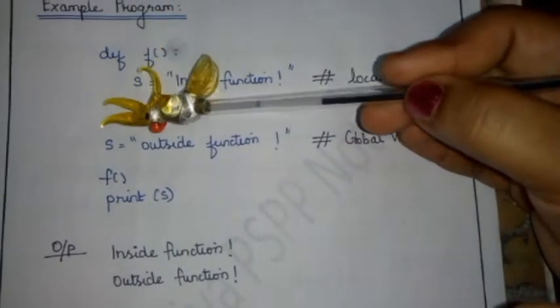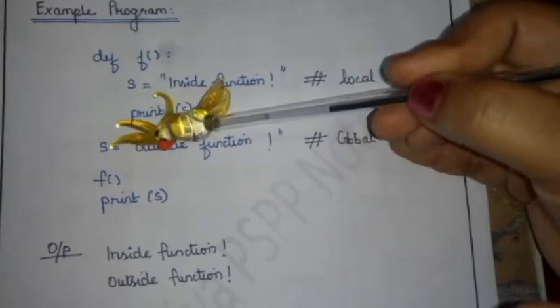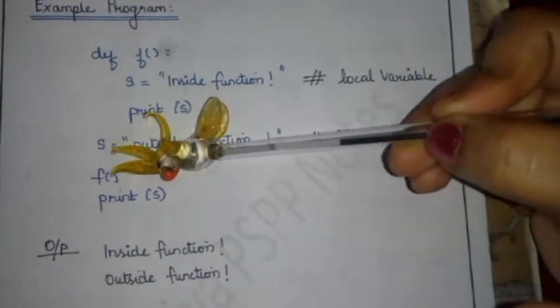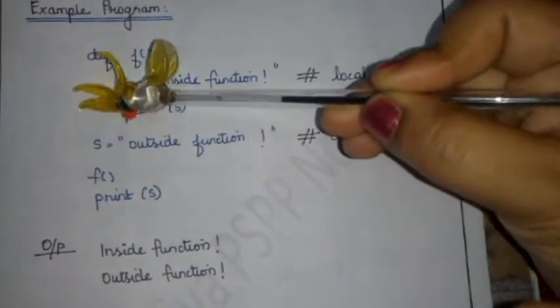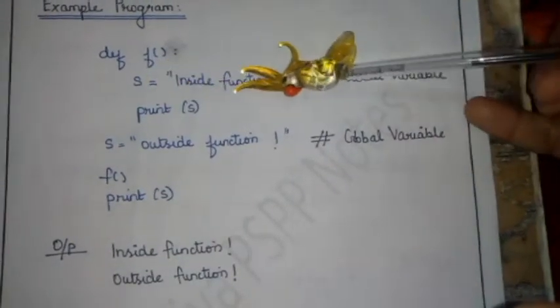Okay, this is going to be the first statement which is going to be executed. s is equal to outside function. Then comes a function call. Now the flow of execution moves here. Now it is going to print.